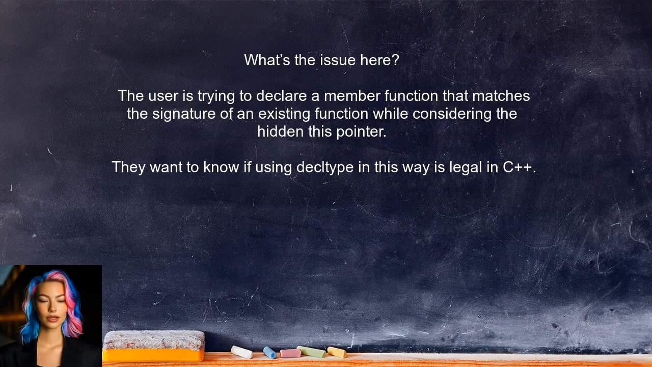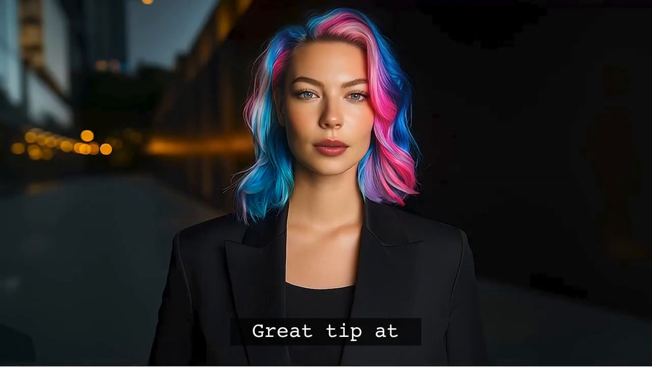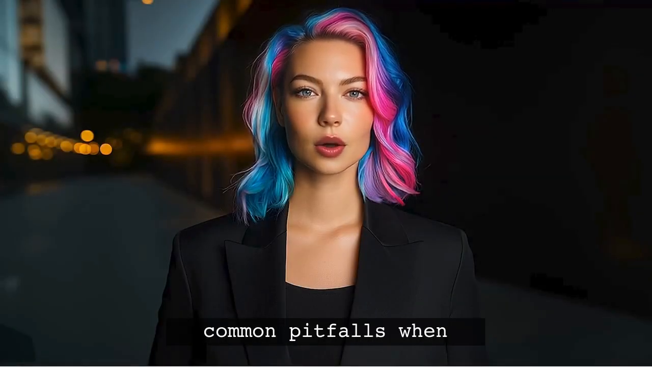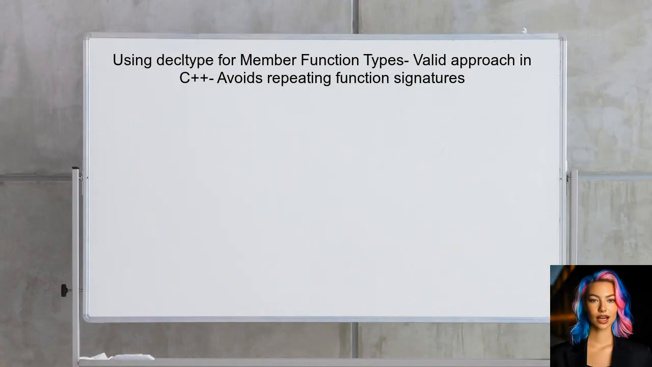So what's the issue here? The user is trying to declare a member function that matches the signature of an existing function while also considering the hidden this pointer. They want to know if using decltype in this way is legal in C++ and won't break in future updates. And stick around. I have a great tip at the end that will help you avoid common pitfalls when using decltype in your code.